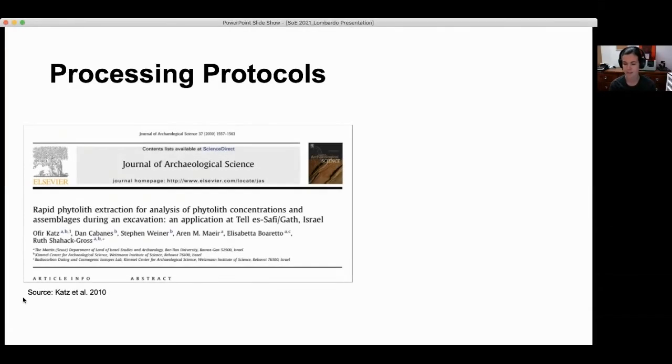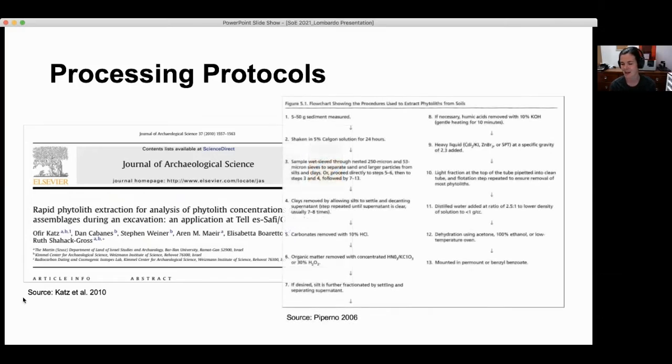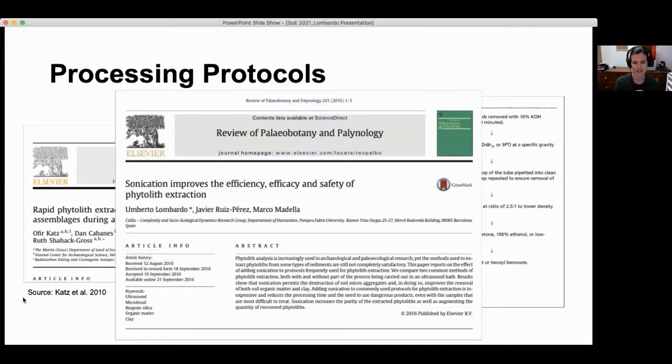There are many processing protocols out there for extracting phytoliths from soils, but you can go ahead, Tori. Two more, if that's okay. We'll be focusing on one protocol today, the one center screen here from Umberto Lombardo and colleagues, published in 2016. This protocol tests and advocates for increased use of ultrasonic vibration, also called sonication, in order to, and I have a quote here from the article, improve the efficiency, efficacy, and the safety of phytolith extraction from sediments. You can go ahead, sorry.